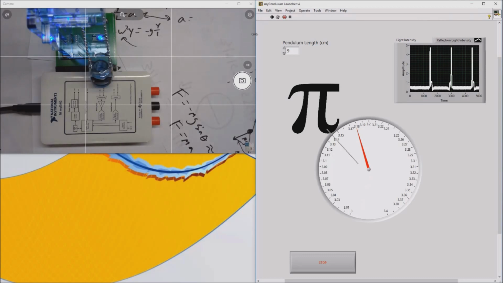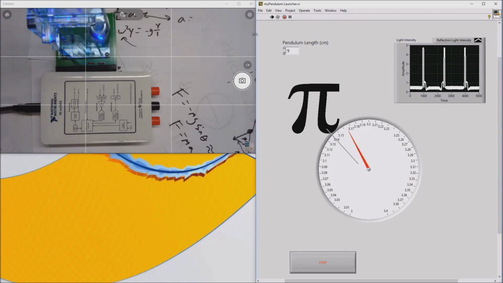And here we go, we've already started getting our pulses. So there's a mirror at the bottom of that pendulum, which is reflecting a light down from that LED onto a little photodiode that's sensing each pulse.